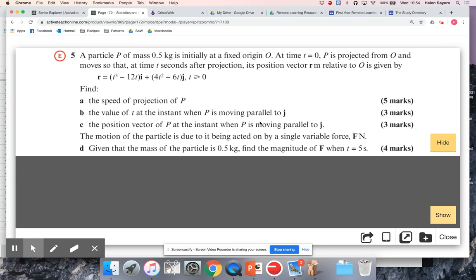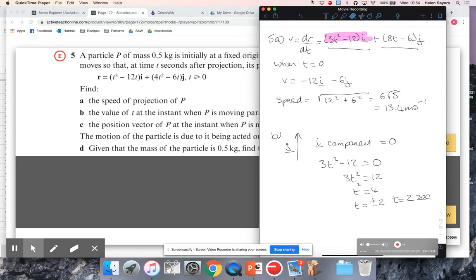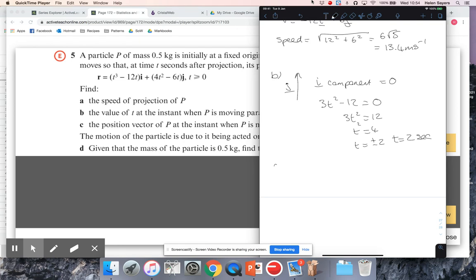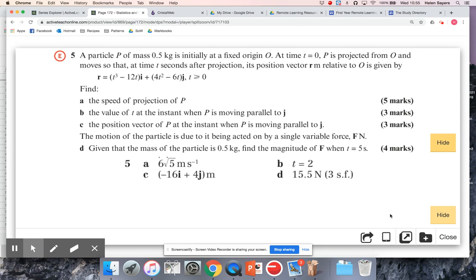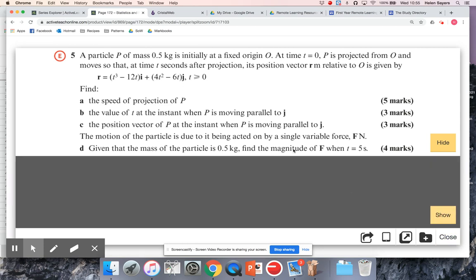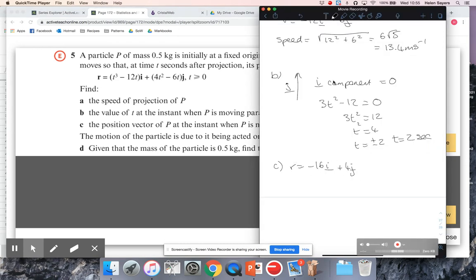Okay, so the position vector of P at the instant when P is moving parallel to j. To be honest, if you've answered part B, this really is not bad at all. I'm going to go back to my position vector and just substitute t is 2 into this. So if t is 2, that's going to be 8 minus 24, so minus 16. And for the j component, if t is 2, that is going to be 16 minus 12. I don't think there's any tricks there. Let's just check that my mental arithmetic is okay. Yeah, we're good. That's pretty nice for 3 marks there.